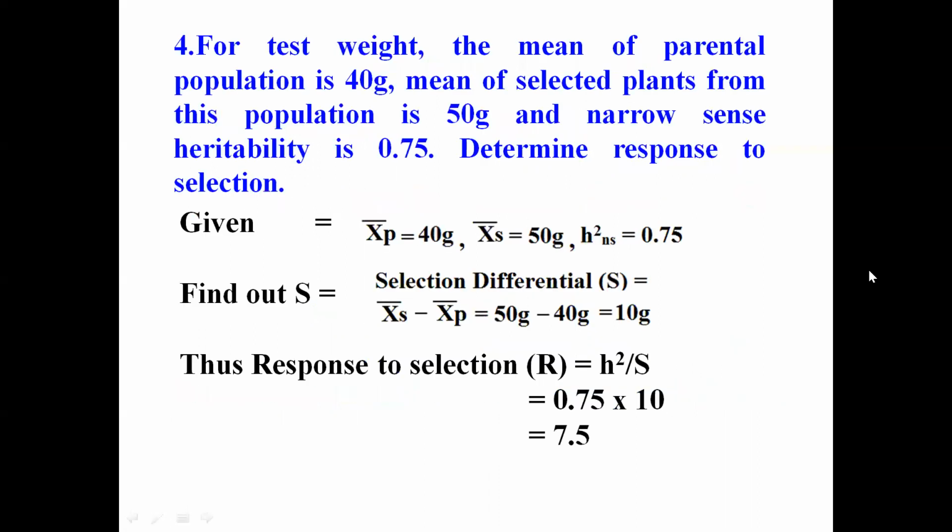Take another example. For test weight, the mean of the parental population is 40 gram. Mean of selected plants from this population is 50 gram, and narrow sense heritability is 0.75. Determine response to selection. Here what is given? We are given the mean of the parental population, 40 gram, the mean of selected plants, 50 gram, and narrow sense heritability 0.75.